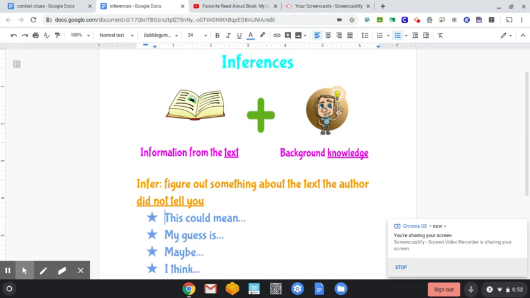Today we are going to be making inferences. Now, as you read stories, your teacher might ask you to make inferences, and we need to learn how to do that. It's not a very difficult job if you know some of the steps.